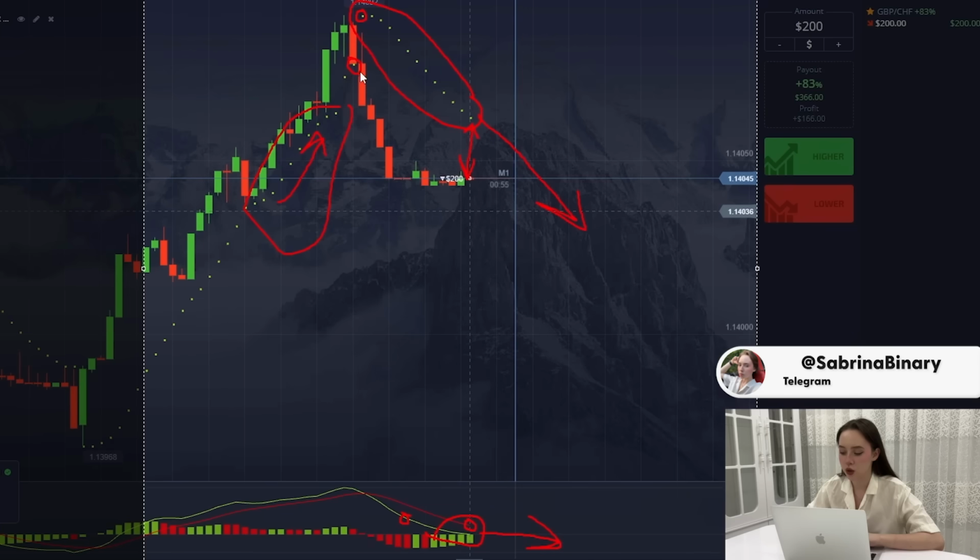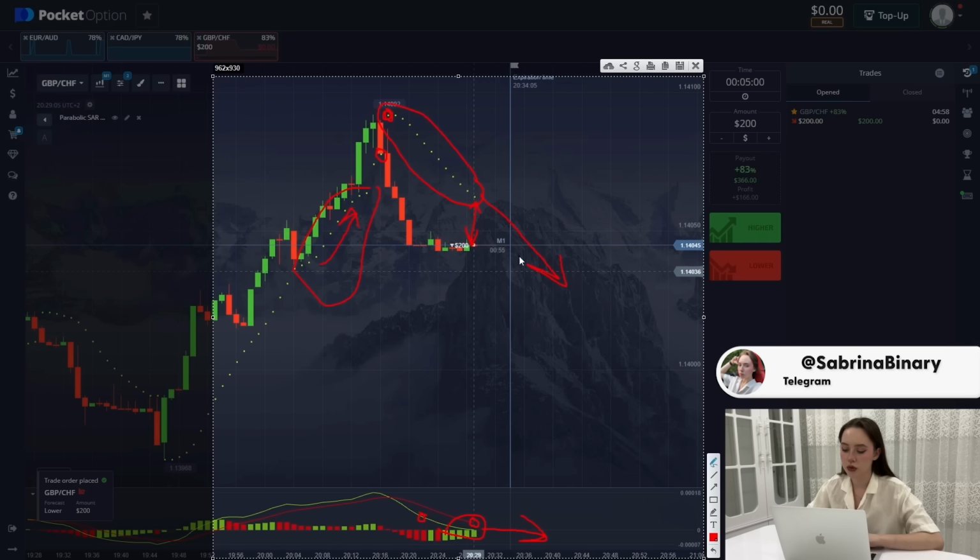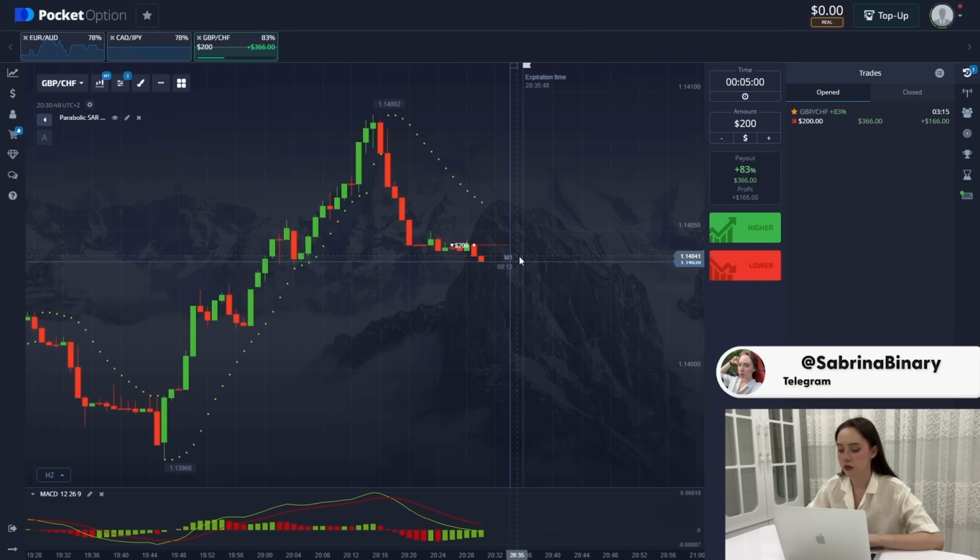And let's go back to our trade and look at its course. The first candle after opening our deal went downwards, and the second candle also closed in the lower position. Let's observe the third candle.